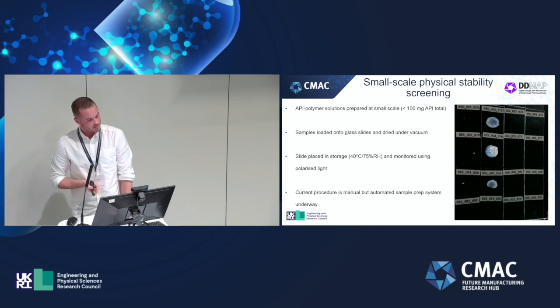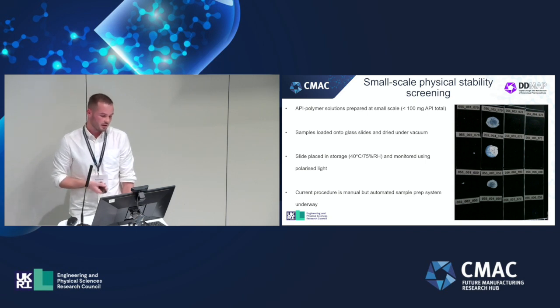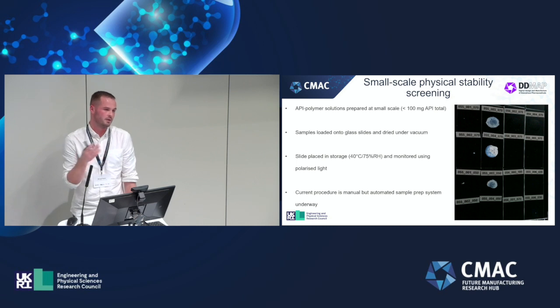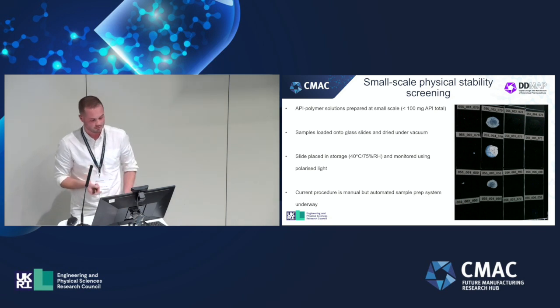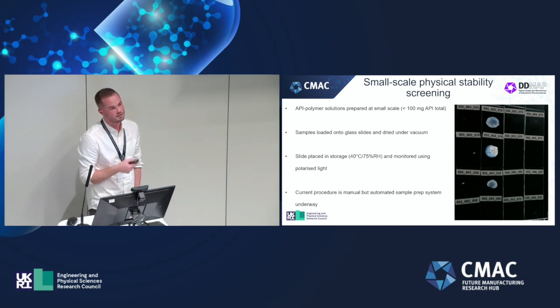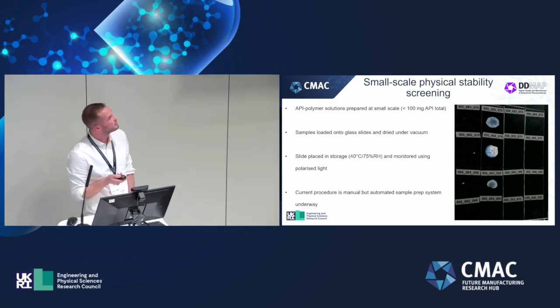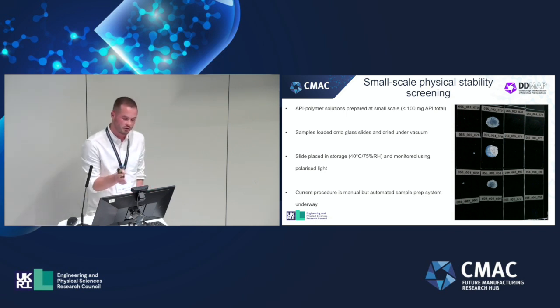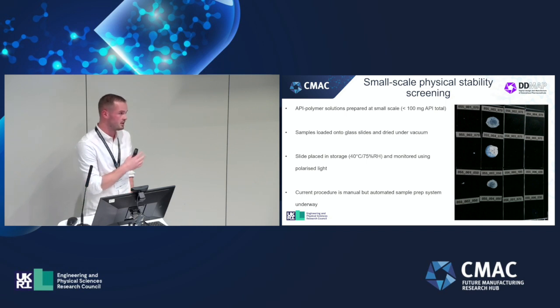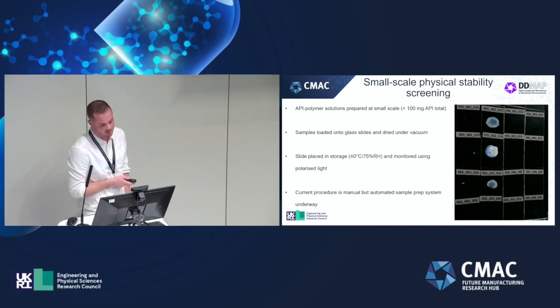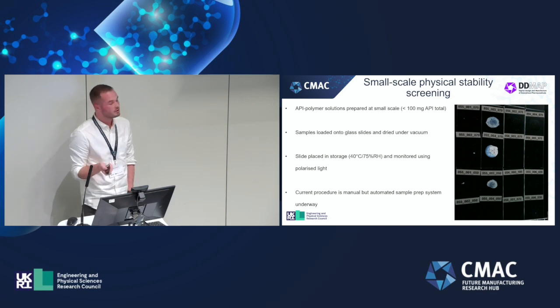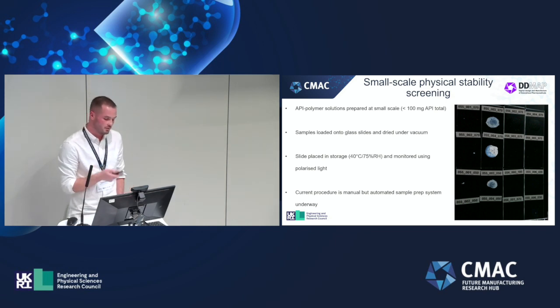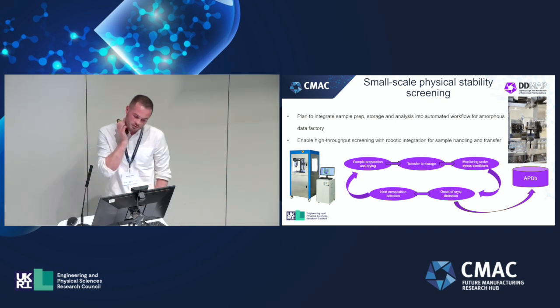So small scale physical stability screening. For a given API system, we look to do this with less than 100 mg of material. So it's small scale solvent-based screening, so mixing different stock solutions together, different compositions, drying them off and monitoring under, right now it's accelerated stability conditions, so 40 to 75, but we're going to expand that across the whole ICH conditions just to kind of understand behaviour as a function of storage condition. And right now we're monitoring with polarised light, and it's a manual procedure for the sample prep, but we're looking to integrate this within an automated platform.